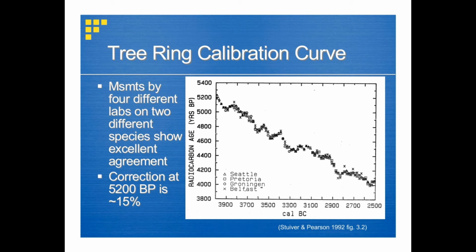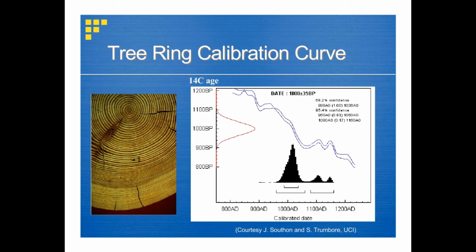This is an example of a calibration curve and how it's actually used, and it makes some strange effects in the dates that you get. Here's the raw date coming out of the measurement, taking an example of a 1,000-year BP. When that's calibrated with the calibration curve, one gets a non-Gaussian result with multiple peaks.